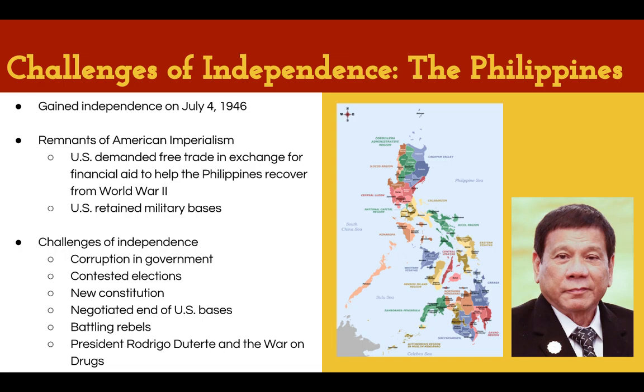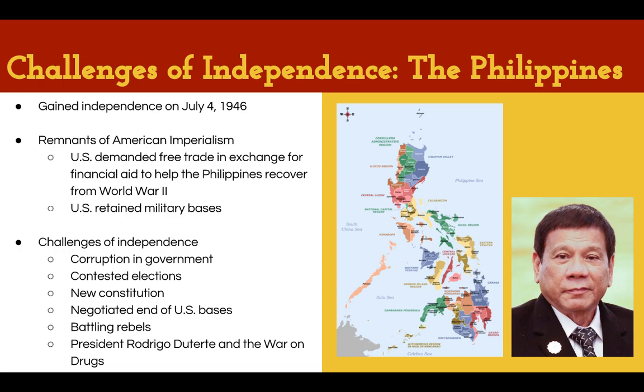They had contested elections. One leader maintained rule for quite some time just by ignoring elections, but it came out later that he had been stealing money from the government. Eventually, they did implement a new constitution and they negotiated the end of the U.S. military bases in the country, but they still have dealt with things like battling rebel forces who don't want to listen to what the government says.